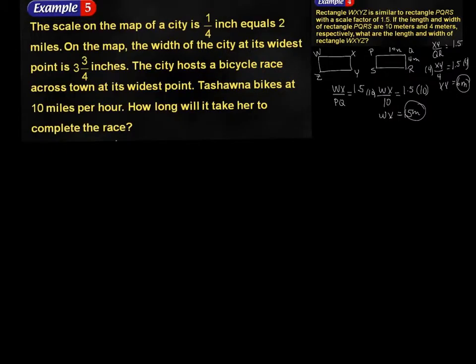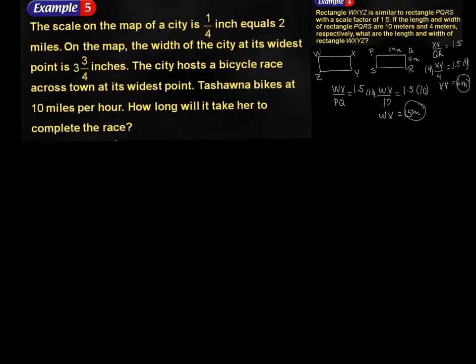The scale on the map of a city is 1/4 of an inch equals 2 miles. On the map, the width of the city at its widest point is 3 3/4 inches. The city hosts a bicycle race across town at its widest point. Tashwanda bikes at 10 miles per hour. How long will it take her to complete the race?